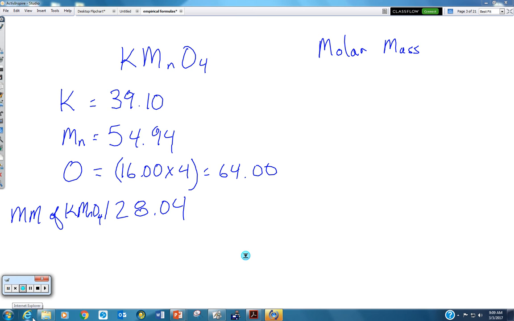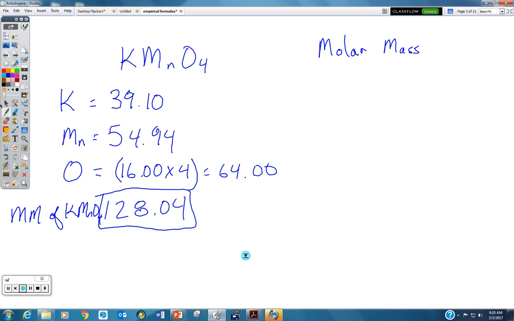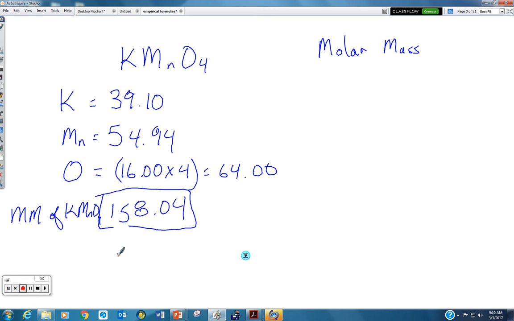Does anybody not understand how we got the number 158.04? All we had to do was add 39.10 plus 54.94 plus 64, and that gives us our total formula mass, or molar mass.